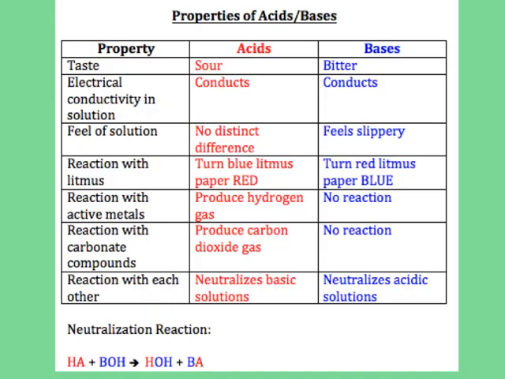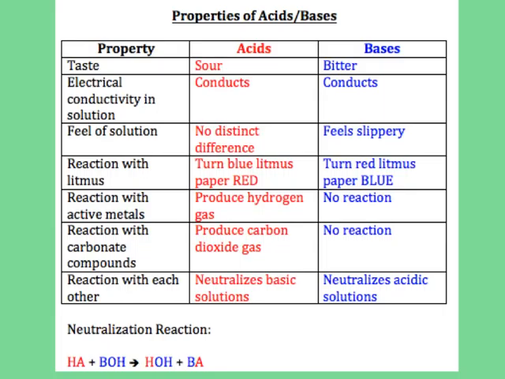Now, in the next couple of ones, we're talking about reactions with particular compounds. In the first one, we're talking about reactions with active metals. Active metals would include the group 2 metals, mostly. Group 1 metals, of course, but they're very hard to come by. So group 2 metals generally is what we're talking about. And essentially, acids will produce hydrogen gas, whereas bases don't do anything with those particular metals. Carbonate compounds with acids will produce carbon dioxide gas as part of the neutralization reaction, whereas bases don't react at all with carbonate compounds.